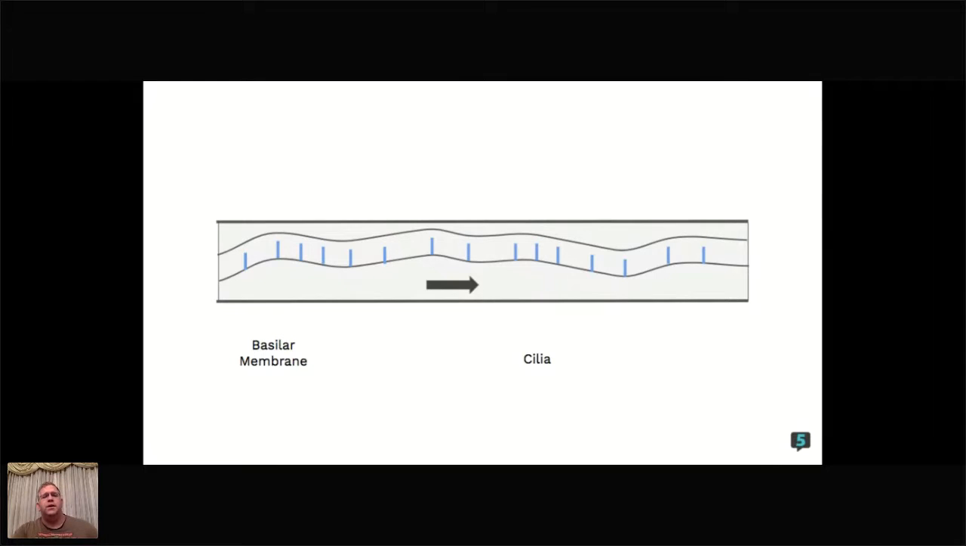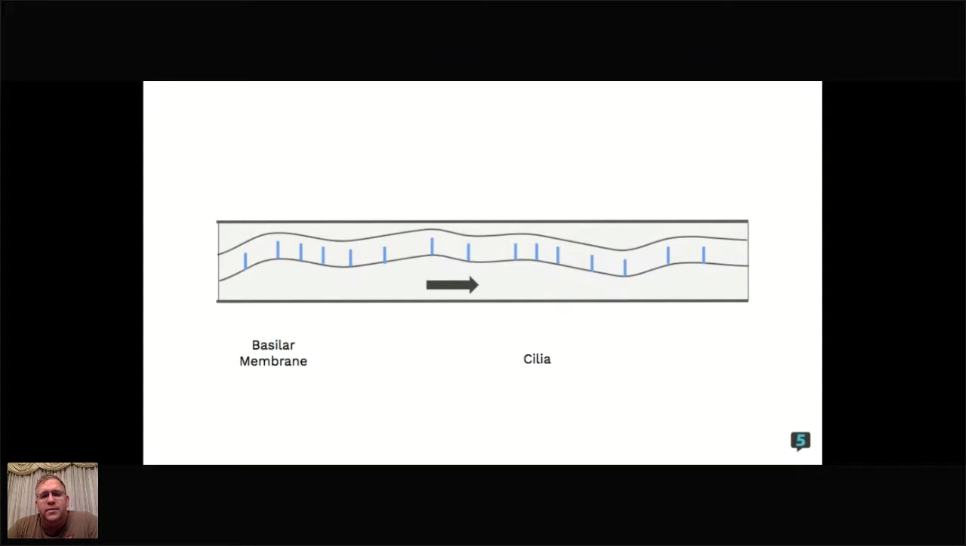And so what happens here is that as the oval window of the cochlea is stimulated, as the sound waves hit that oval window, it sends that little ripple, if you will, down the cochlea, moving the hairs along the basilar membrane, and it produces the sense of sound, or the experience of sound.